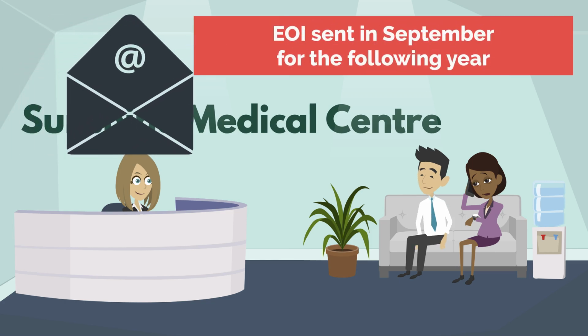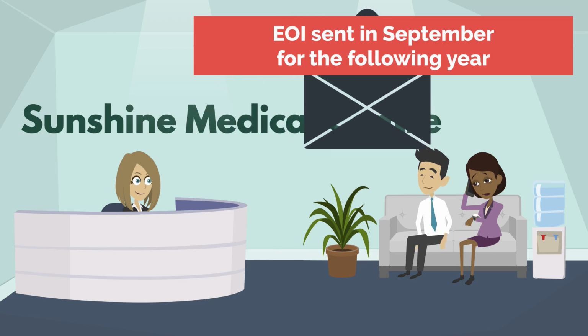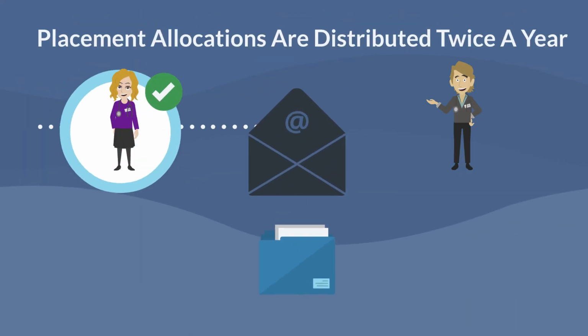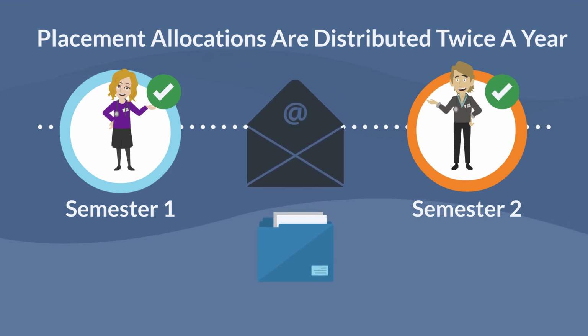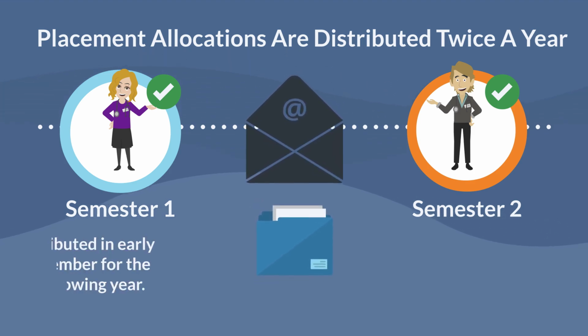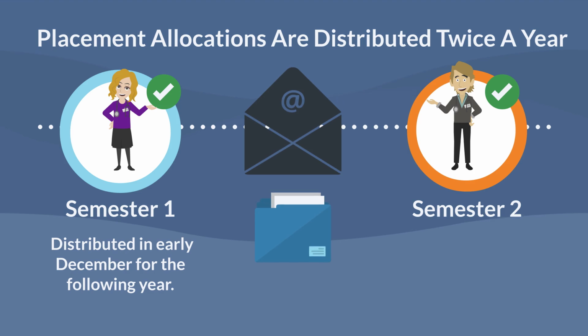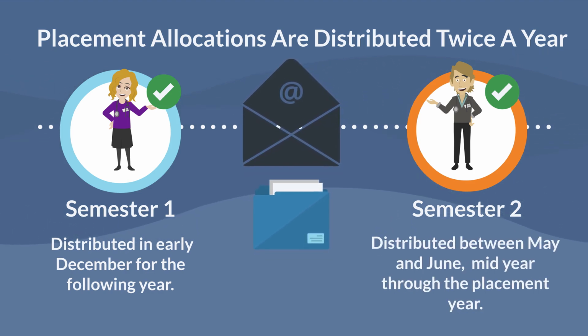The allocation of students and accompanying detailed documentation will be distributed via email to those general practitioners assigned to students in either semester 1 or 2 by the GCPHN Clinical Placements team. Semester 1 allocations are sent in early December for the following year. Semester 2 allocations are sent between May and June, mid-year through the placement year.